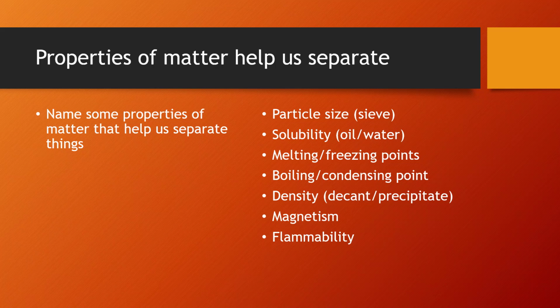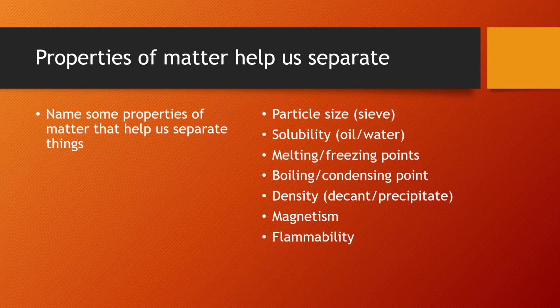The properties of matter will help us separate things. So if we consider the intrinsic and extrinsic properties of matter, that will help us to separate two or more things. For example, if we wanted to separate iron filings from hay, then we could just use a very strong magnet because one of the intrinsic properties of iron is that it is magnetic and will be attracted to the magnet, whereas an intrinsic property of hay is that it is not magnetic. We could also use something like a sieve to filter things, or solubility to have things dissolve in oil or dissolve in water.